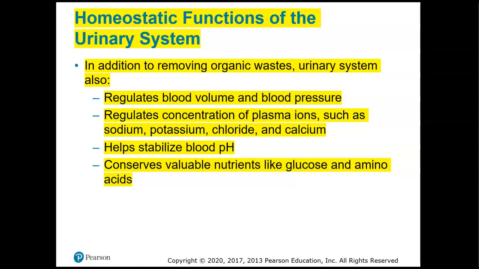So in addition to removing organic waste, the urinary system regulates blood volume and blood pressure by regulating the amount of water that's released with the urine. It regulates the concentration of plasma ions, such as sodium, potassium, chloride, and calcium. Helps stabilize blood pH and conserves valuable nutrients like glucose and amino acids.